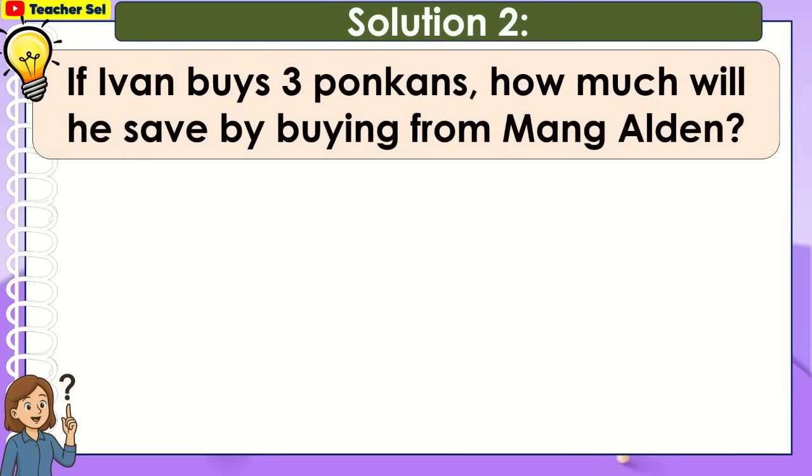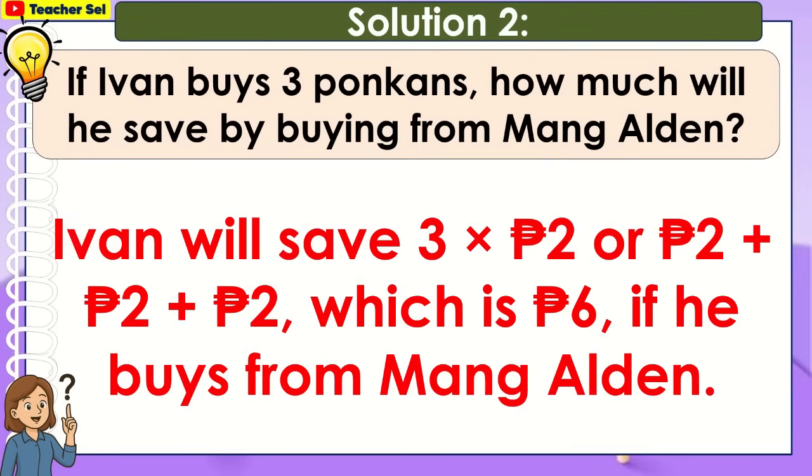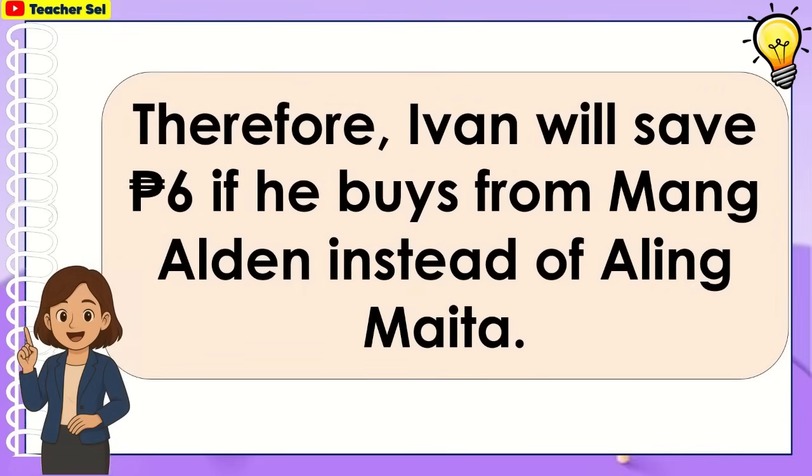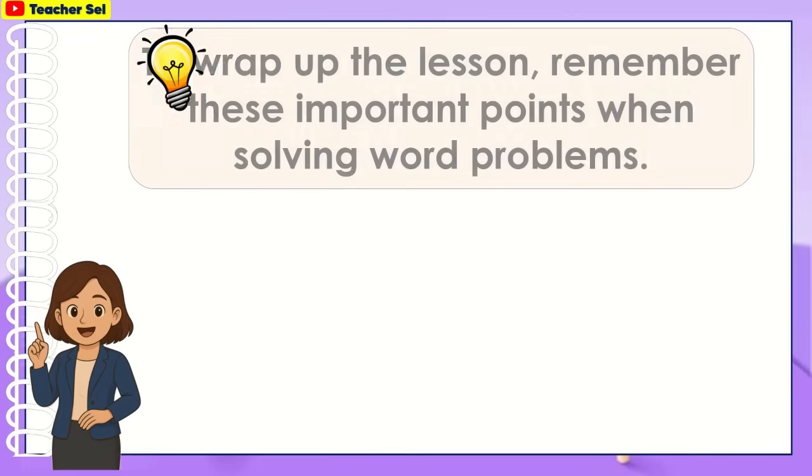If Ivan buys 3 pongkans, how much will he save by buying from Mang Alden? Ivan will save 3 times 2 pesos, or 2 pesos plus 2 pesos plus 2 pesos, which is 6 pesos if he buys from Mang Alden. Therefore, Ivan will save 6 pesos if he buys from Mang Alden instead of Aling Maita.